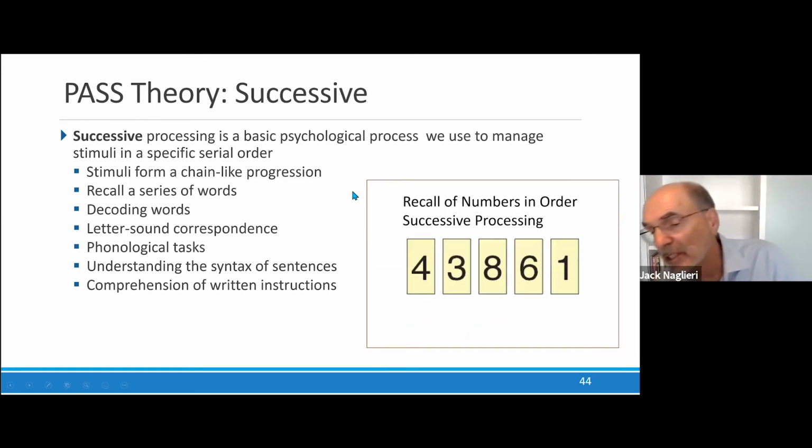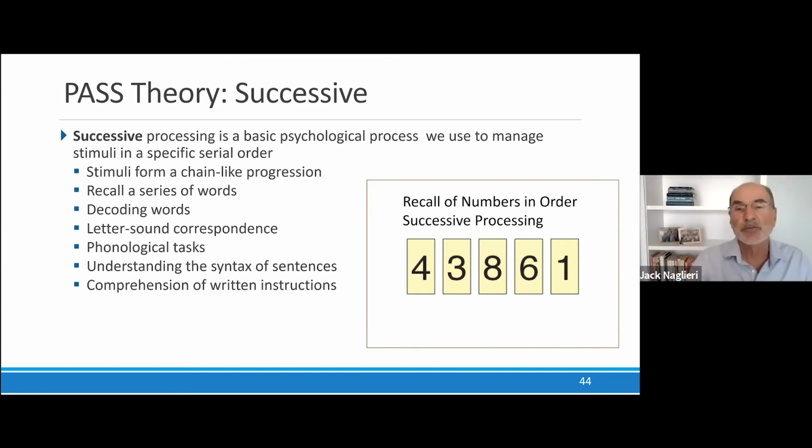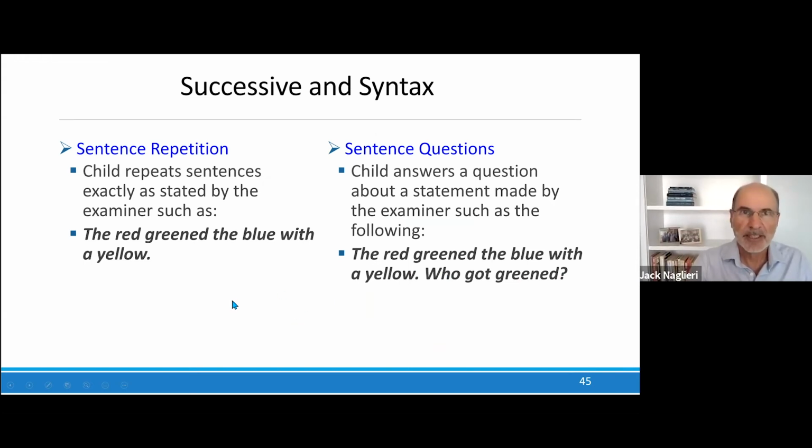So how do we measure successive processing? We use word recall, like digits forwards kind of thing. We also do a visual digit span test. And we also do a really awesome syntax test. Because syntax is all about sequencing. So for the little kids, we say a statement like the red, green, the blue with the yellow. And this child has to say it back correctly, completely correctly, to get a pass on it. But for the older kids, we say the same sentence, but then we ask them a question. The red, green, the blue with the yellow, who got greened? And the kids laugh and they think it's really a riot, but what we're really doing is we're getting at the syntax of the statement.